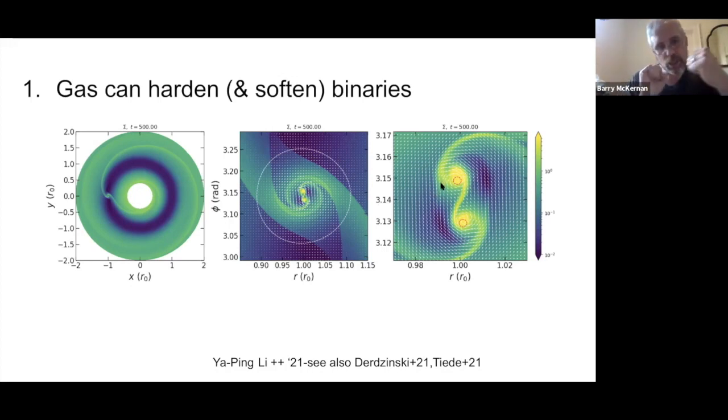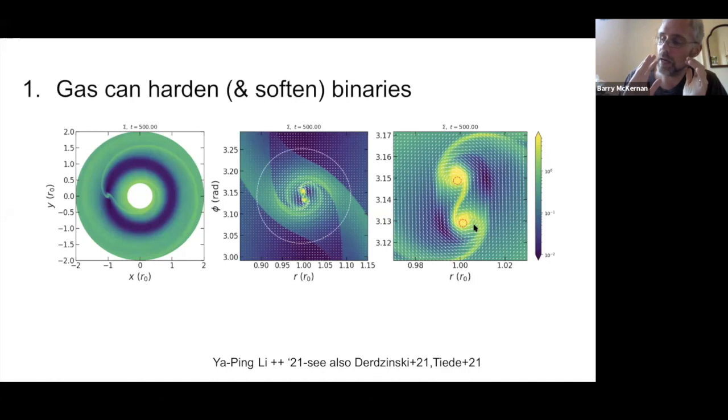whether this binary shrinks or widens depends on how well you resolve the gas flow right in here and right in here. It also depends on the way the binary is rotating, whether it's rotating prograde or retrograde compared to the gas flow, and the softening length involved in the simulation.